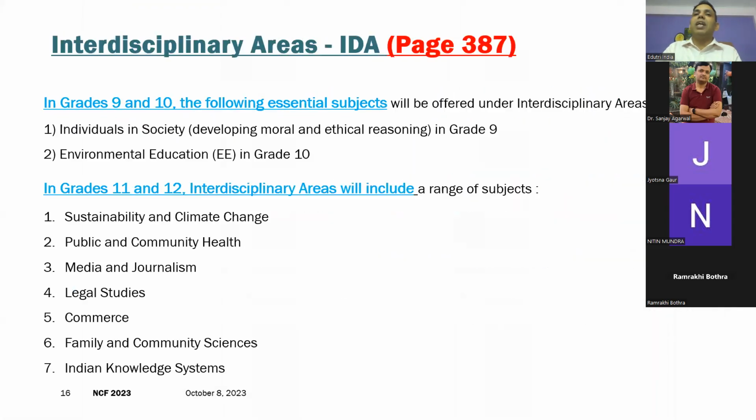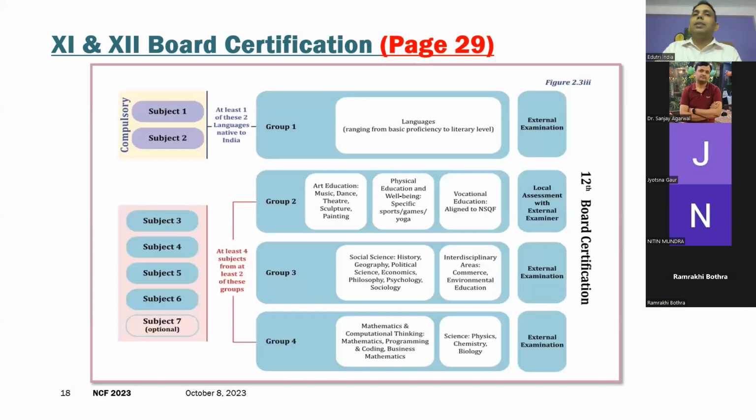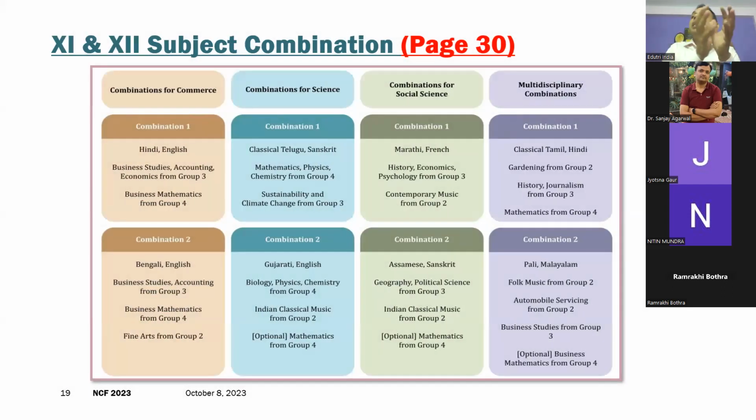They themselves in the document have written this. I can show you that. See this: combination for commerce, combination for science, combination for social science. They have written on page number 30. Everywhere they are talking, there is no stream, no stream, no stream. But they themselves on page number 30 have given this chart. This is their chart. I have taken only the screenshot.